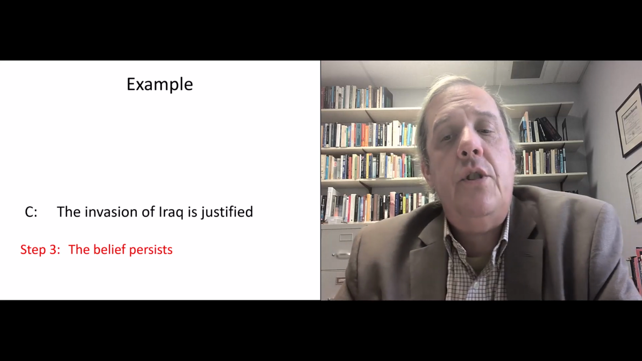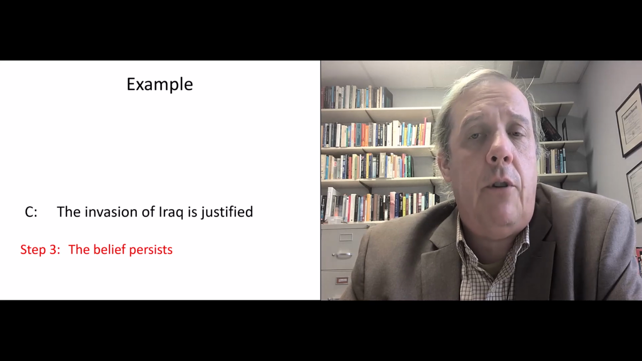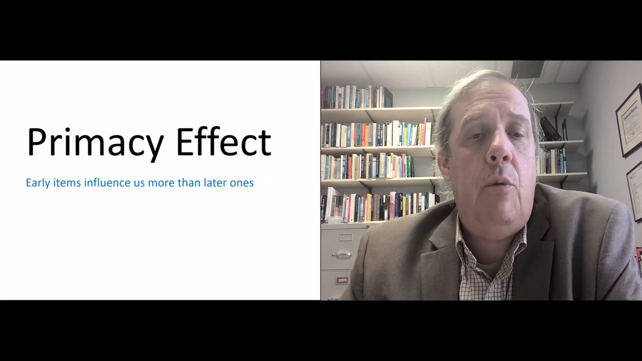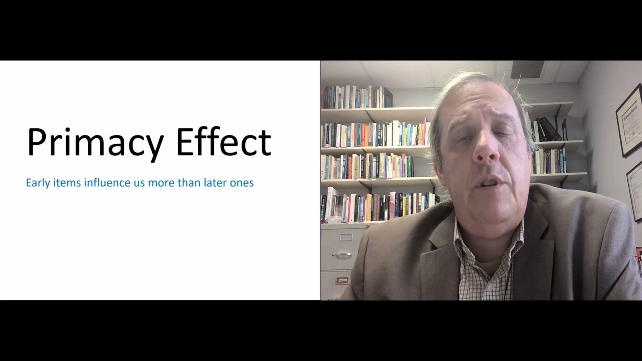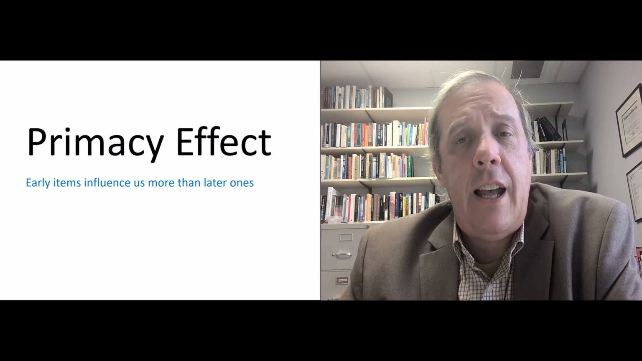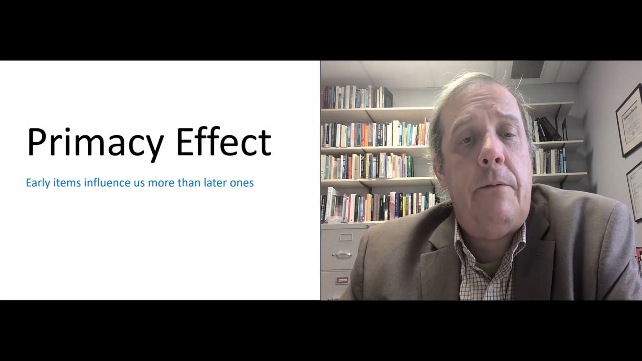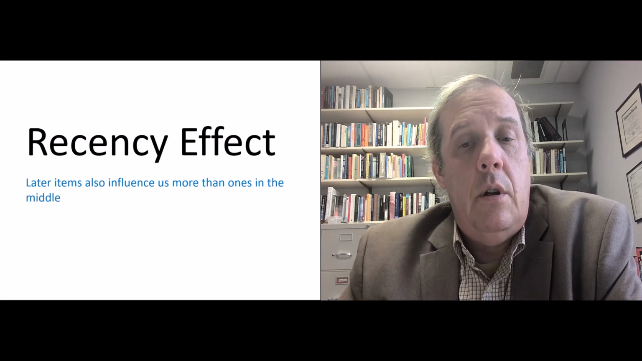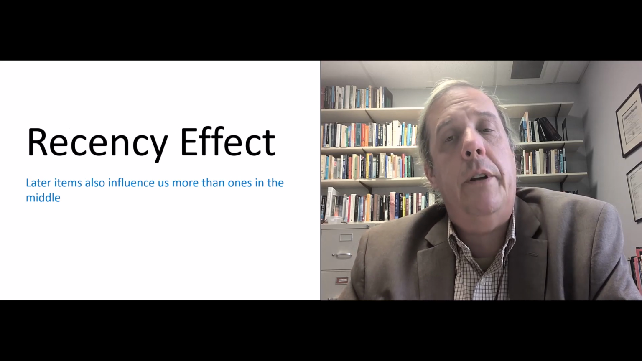All right. The last two bits of vocab about memory that I want you to remember are things that I've already mentioned. This is the primacy effect and the recency effect. It's pretty straightforward. If you're remembering a chain of events, the first item influences us more than the later ones. This is also a part of the anchoring effect. But when it comes to memory, it means that the first item in a list is remembered more than the other items in the list. The recency effect says that the later items are also remembered more than the ones in the middle.